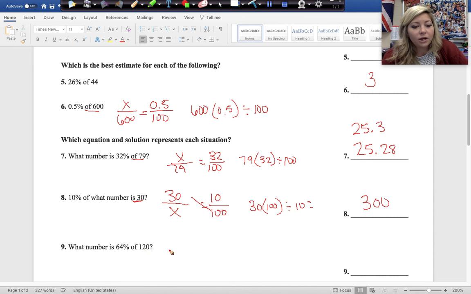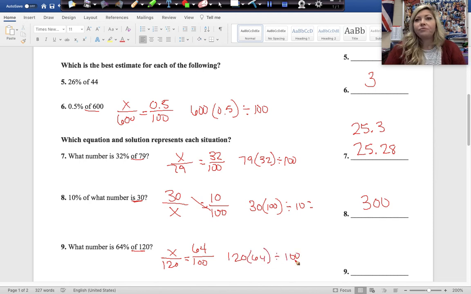Okay, the next one is 64%, which means 64 goes over 100 because percents always go over 100. And this says of 120, which means 120 goes on the bottom. So 120 times 64 divided by 100. And that gives us 76 and 8/10.